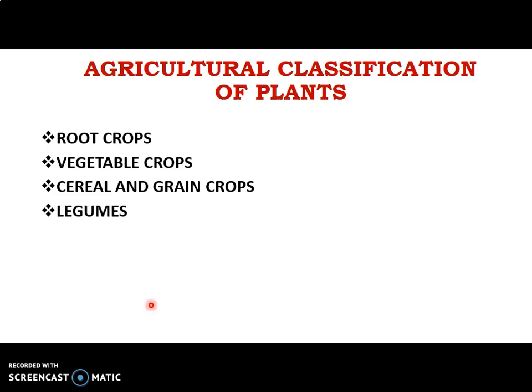The fourth one is legumes. Legumes are plants that are cultivated for their fruits and seeds, which are always rich in proteins. So these plants are cultivated for human consumption. Some of them are fodder crops that are used for feeding livestock. We have examples such as groundnuts, soybean, cowpea, beans. All these are leguminous crops.